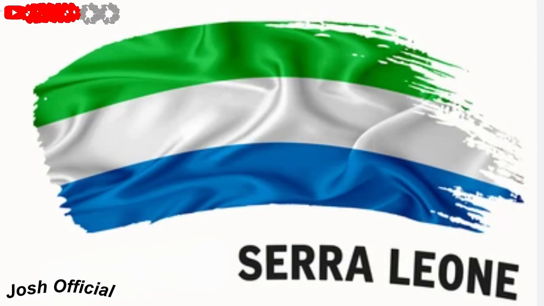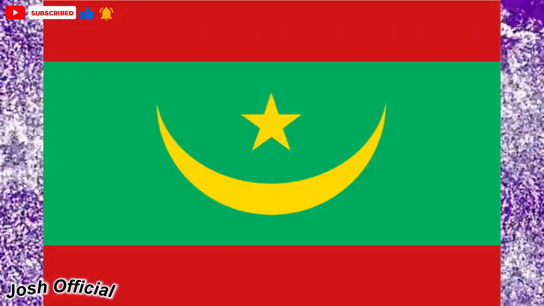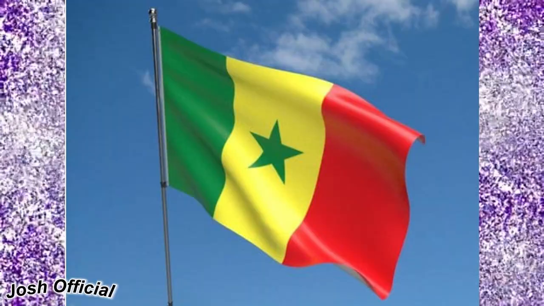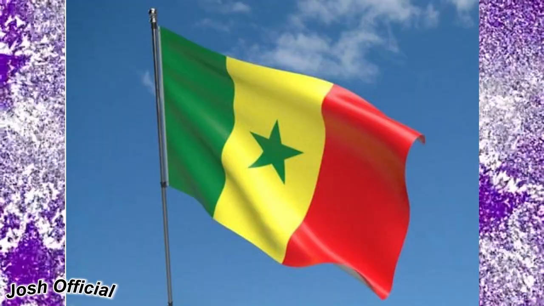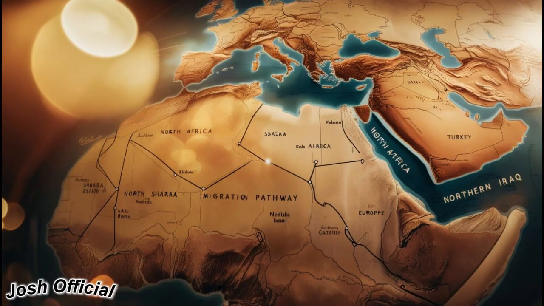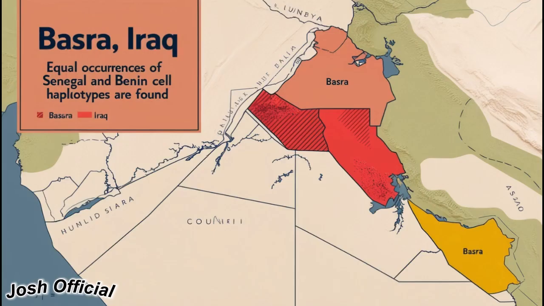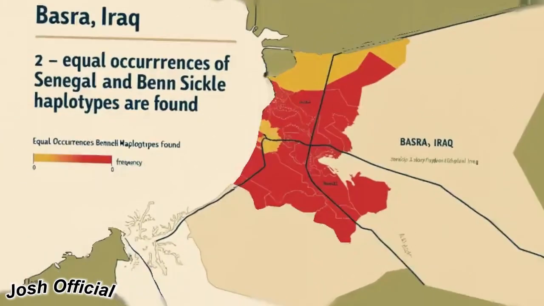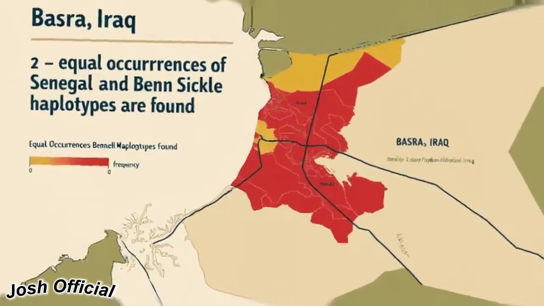West Africans, e.g. Mendi of Sierra Leone, bearing the Senegal sickle cell haplotype, may have migrated into Mauritania, 77% modern rate of occurrence, and Senegal, 100%. They may also have migrated across the Sahara, into North Africa, and from North Africa, into southern Europe, Turkey, and a region near northern Iraq and southern Turkey. Some may have migrated and introduced the Senegal and Benin sickle cell haplotypes into Basra, Iraq, where both occur equally.